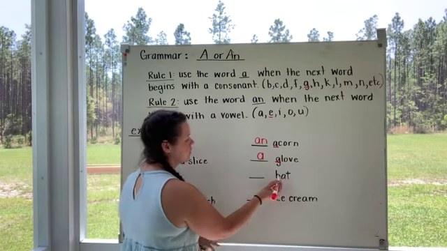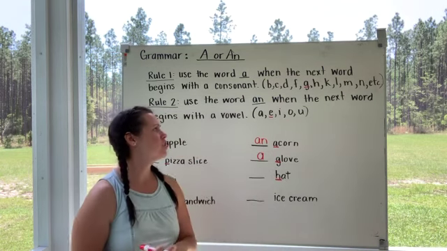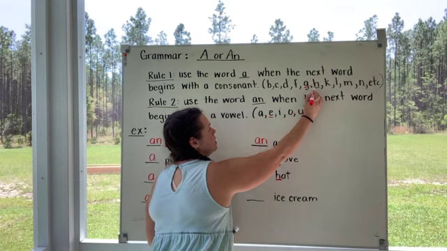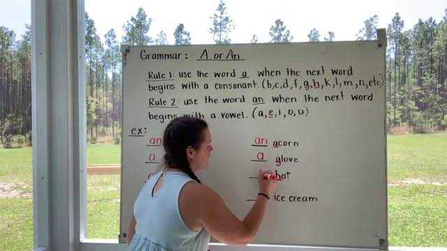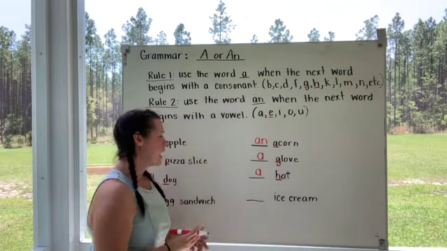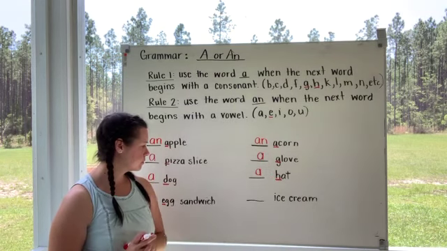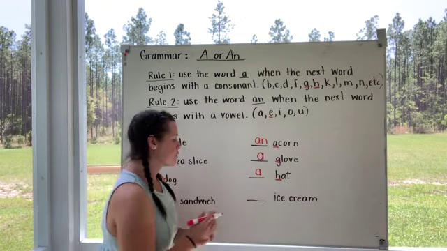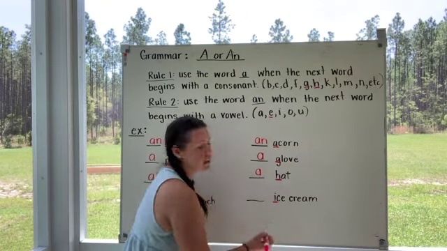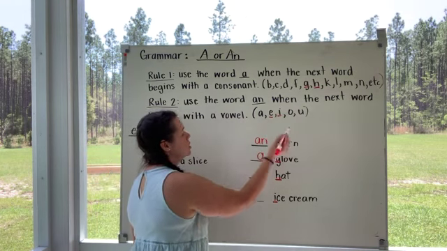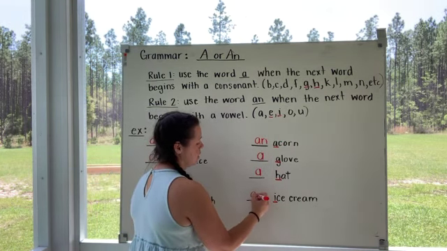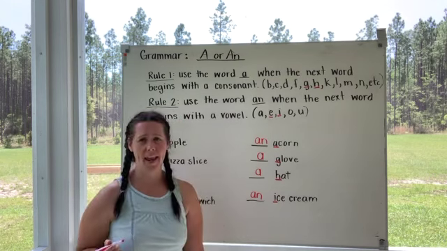Blank hat. H is also a consonant, so I am going to use rule 1 and write the word a. A hat. Blank ice cream. Well, ice cream begins with the letter I, and I is a vowel, so I'm going to use rule 2 and write the word an.